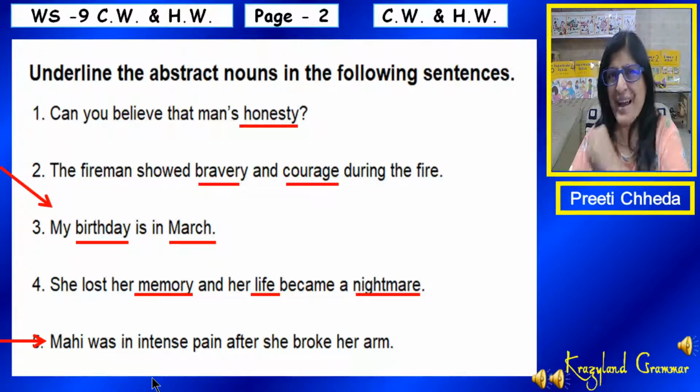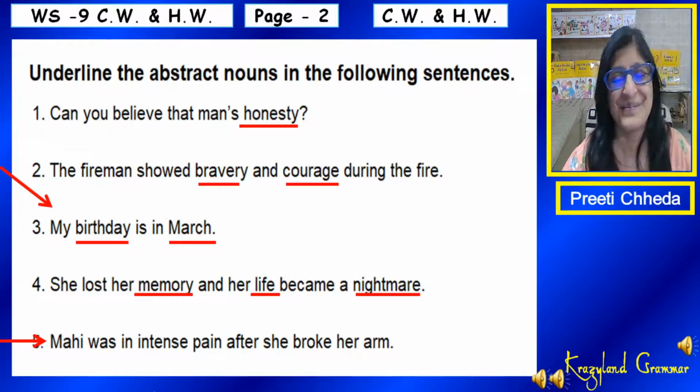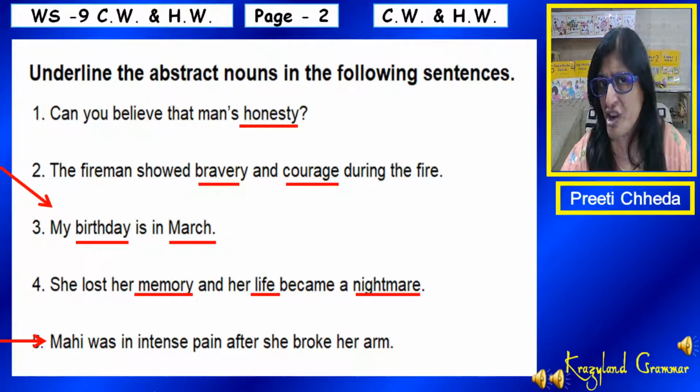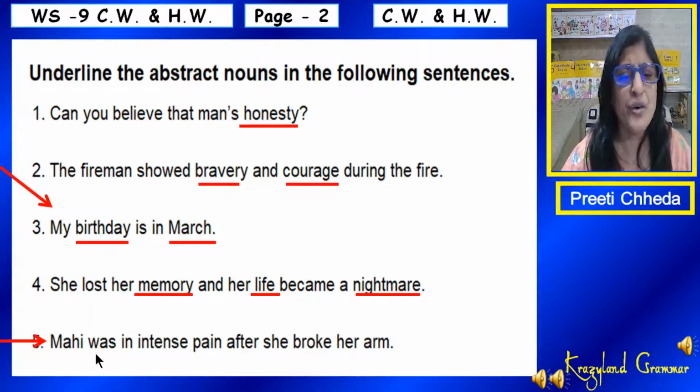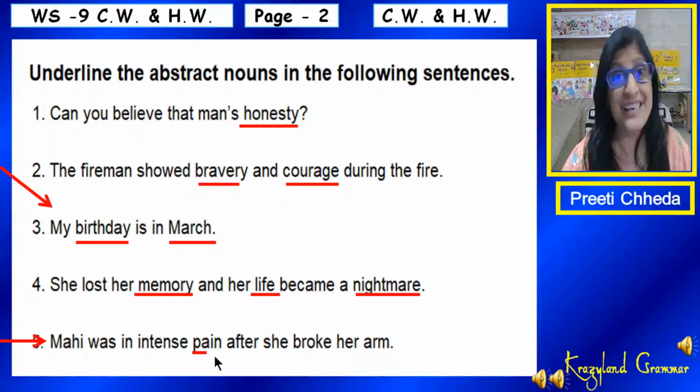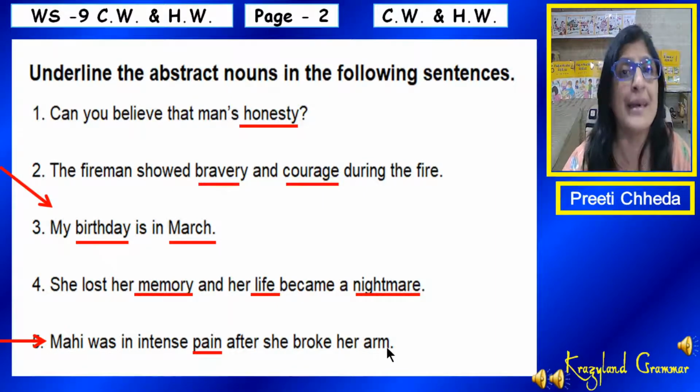Check word by word. Okay. Can we stop? Okay. Mahi, no. Was, no. In, no. Intense, no. Pain, yes. Pain we can only feel. That's an abstract noun. After, no. She, no. Broke, no. Her, no. Arm, no. So you just got one in it.